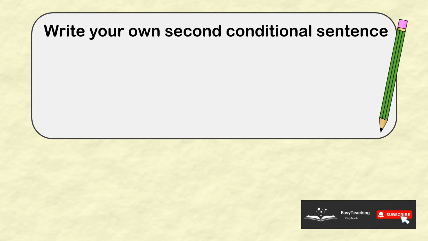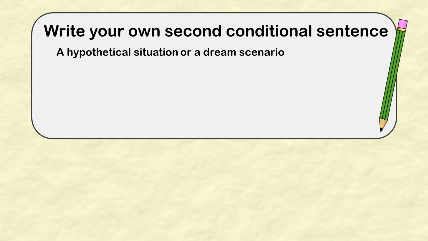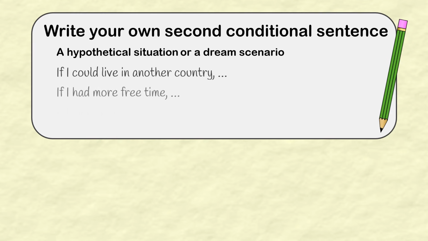Now it's time to write a second conditional sentence of your own. Write about a hypothetical situation that is unlikely to happen or is a dream scenario. If you'd like, use one of these starters.